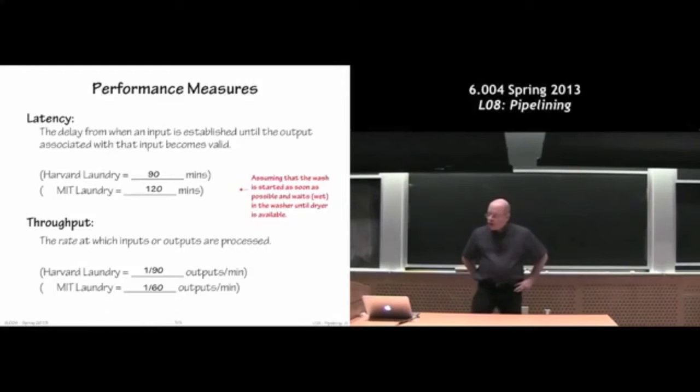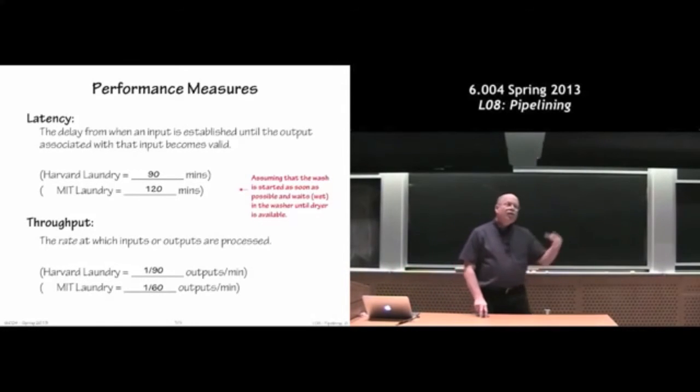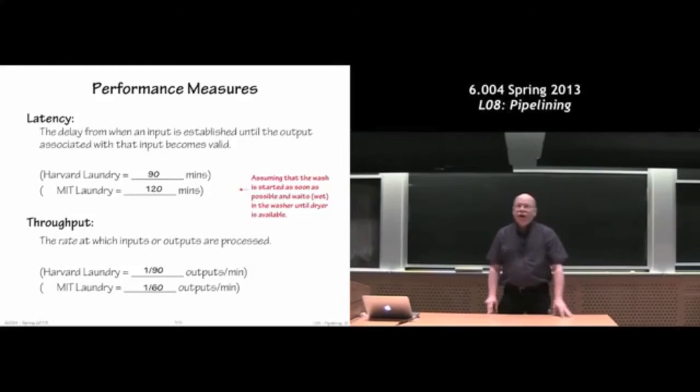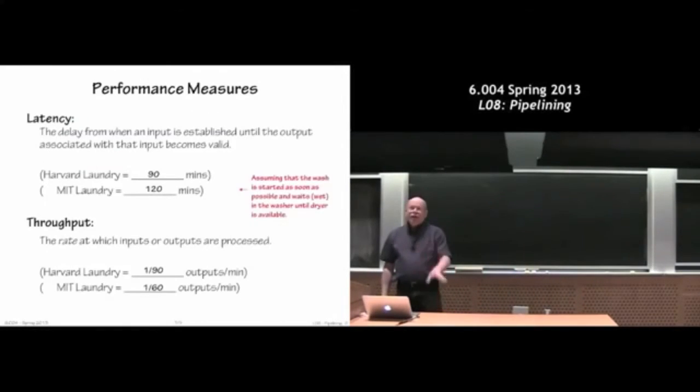So here we have latency and throughput, and you can see that the two systems, one of which involves a two-stage processing of the inputs, where we get started on the next input even though we haven't finished with the first one, allows us greater throughput. So everybody clear on that?